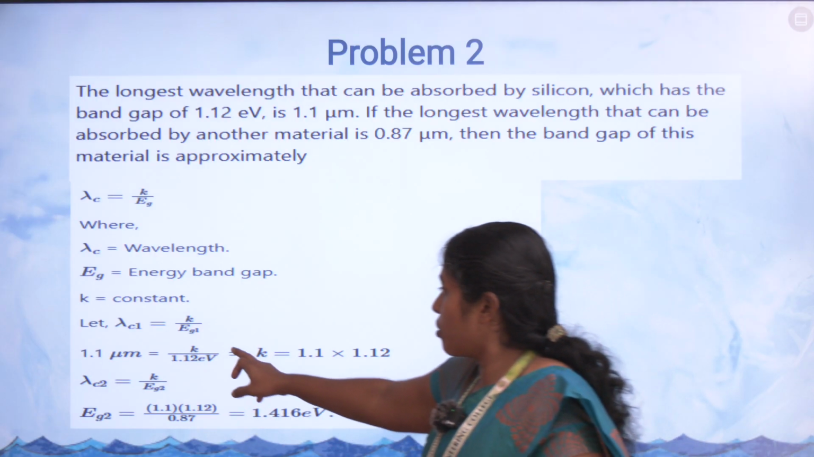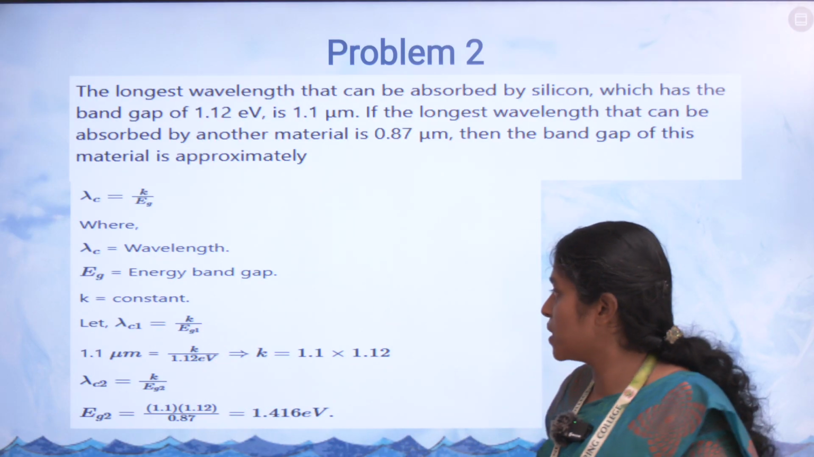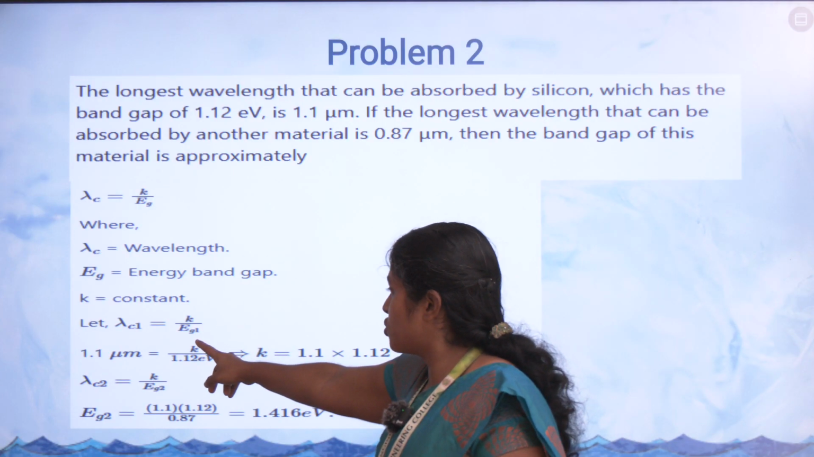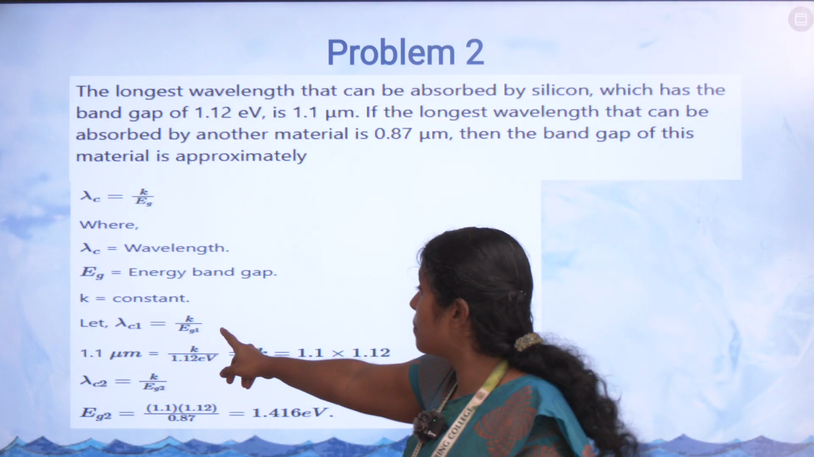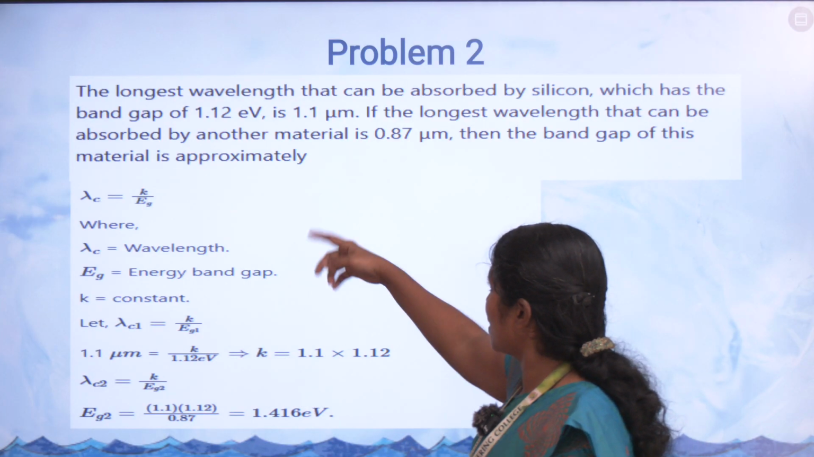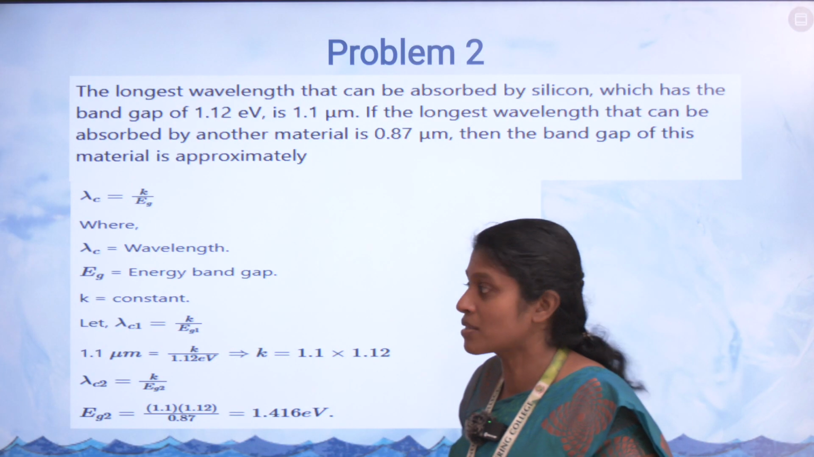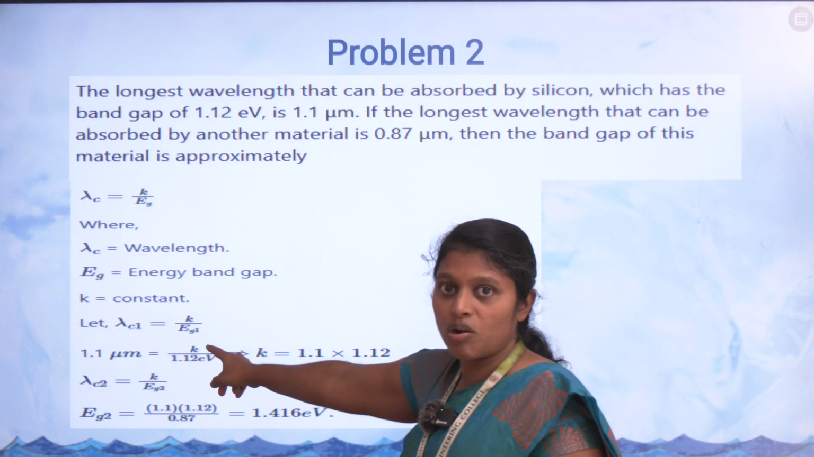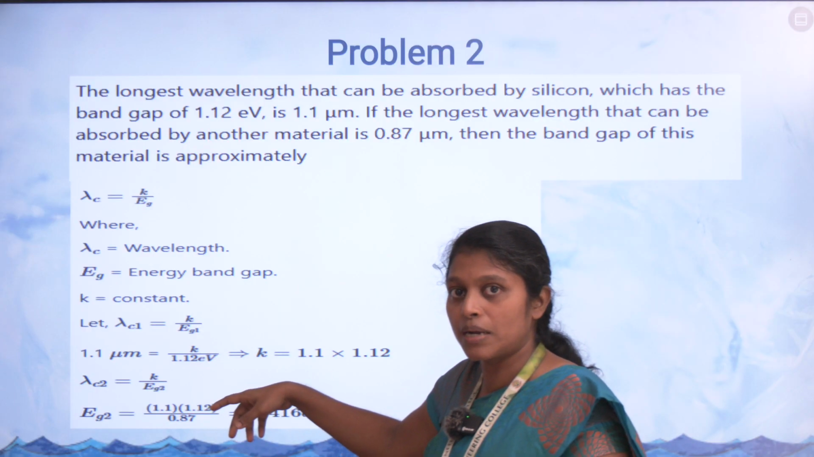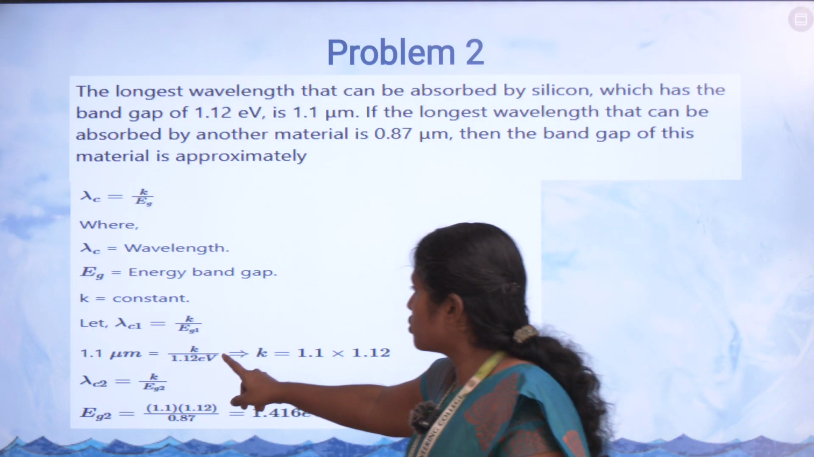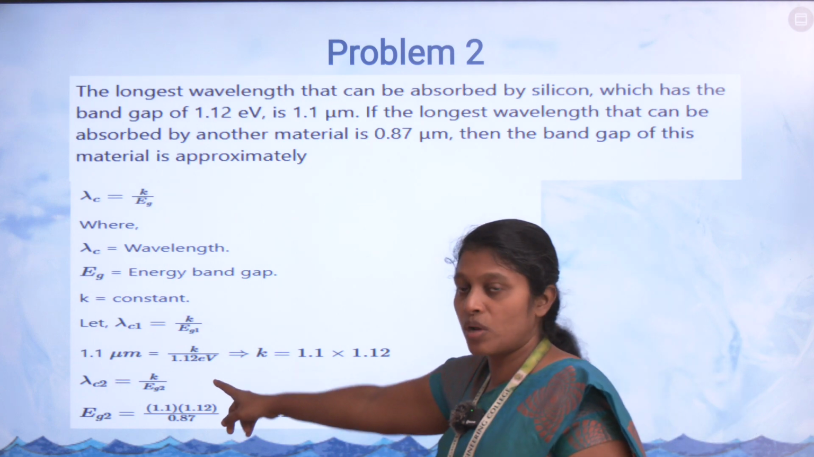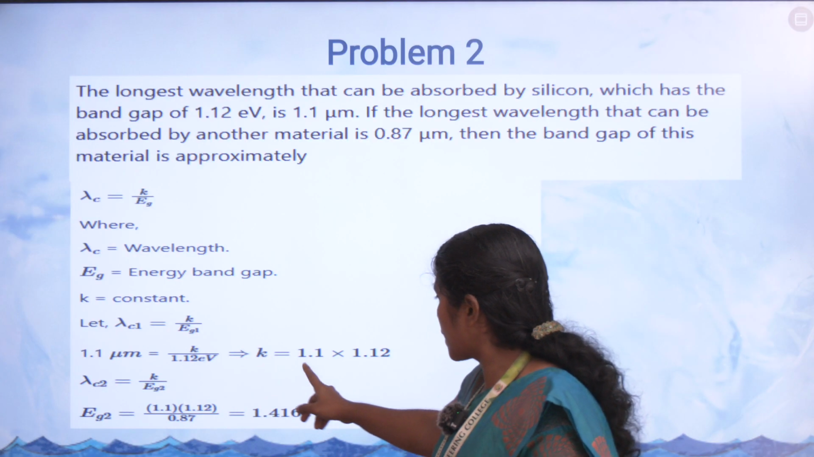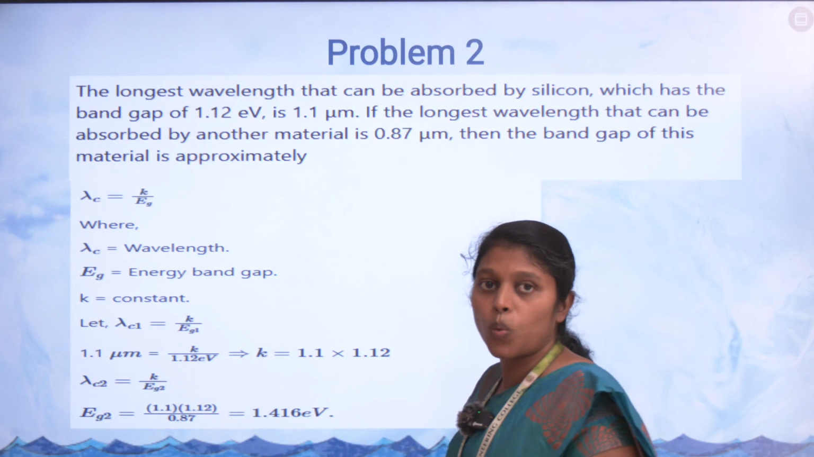So now we are going to calculate the wavelength of the first material. The wavelength of the first material is given by k divided by Eg1. Substituting the values for the first material, the wavelength is given as 1.1 micrometer, and the k value is a constant value. It has to be found from the first material, and the energy gap is given as 1.12 electron volt. Substituting the values and cross multiplying, we get a k value as 1.1 into 1.12.